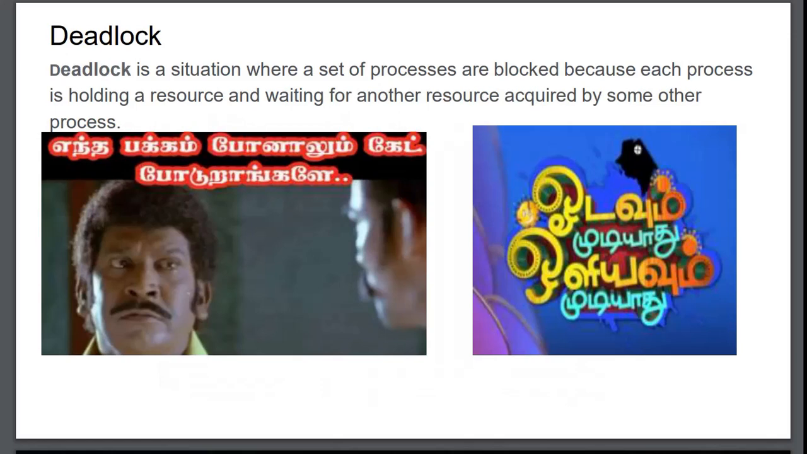Deadlock. So it is a situation where a set of processes are blocked. Why are they blocked? Because their resources are being used by some other process, so they have to wait for those resources to be freed by that process. Then only they can enter. Similarly, that process is holding some other resource which is needed by another process. So no one can execute further. There will be no progress, right? So that is what the famous dialogue tells about.